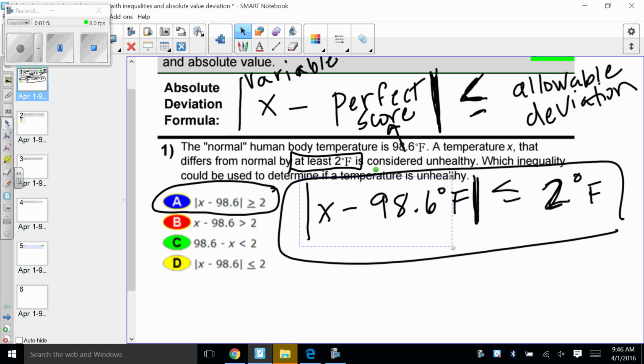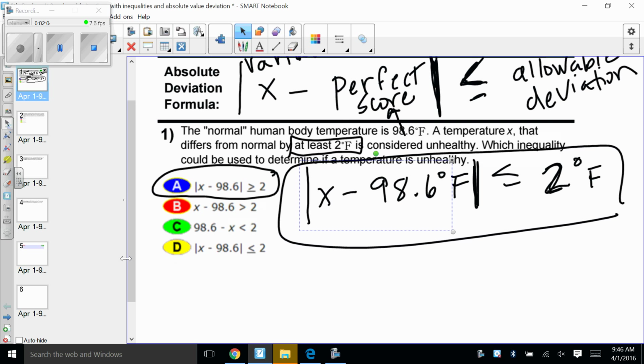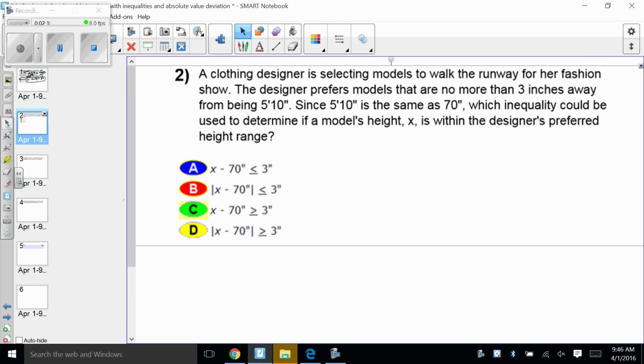Now we're not asked to solve anything in this particular question, just set it up and think through it. Okay, so that is the formula there. Now if I'm going too fast, go ahead and pause the video. Again, perfect score is 98.6 degrees in terms of your body temperature. Allowable deviation, we're going to allow you to deviate plus or minus 2 degrees on either end. We're going to try that formula again one more time before we start to solve.